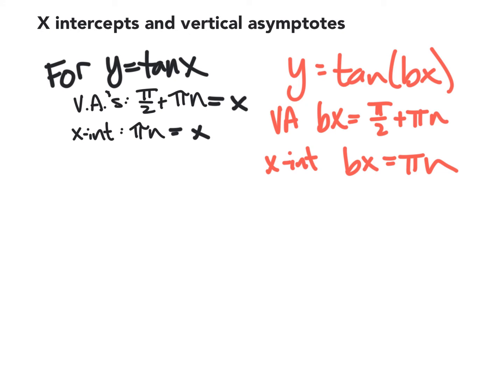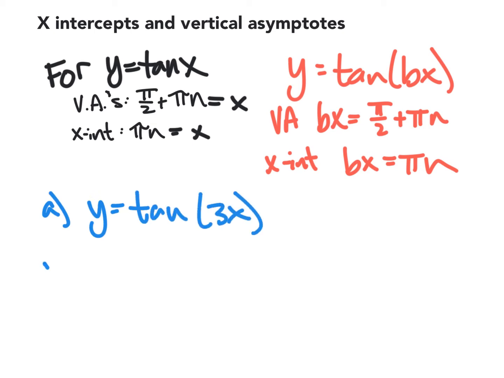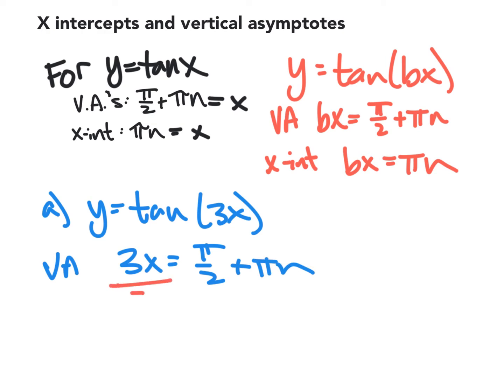All right, and now from that, let's go ahead and try to do an example. Let's do y equals tangent of 3x. Well, the vertical asymptotes would occur when 3x equals pi over 2 plus pi n. Solve this for x by dividing each side by 3. So this will have vertical asymptotes at x equals pi over 6 plus pi over 3 n.